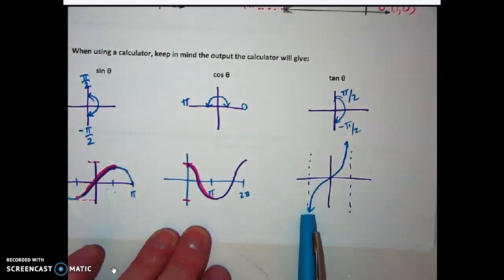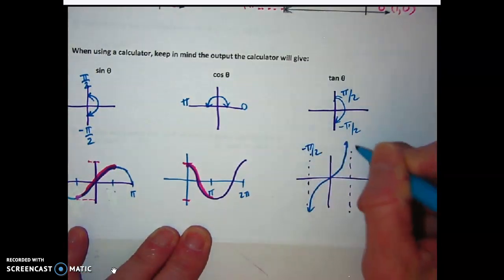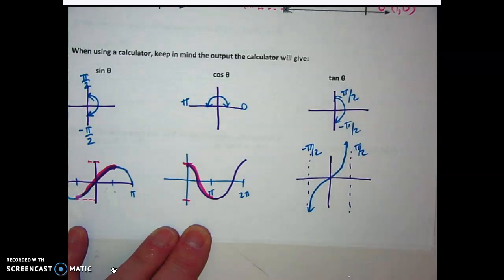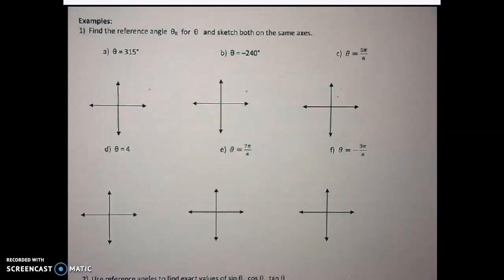There's going to be asymptotes at negative pi over 2, or actually every pi over 2, because the tangent function is sine over cosine, and cosine has a value of 0 at pi over 2. So since my denominator would be 0, there would be asymptotes at every pi over 2. Now let's do a bunch of examples.